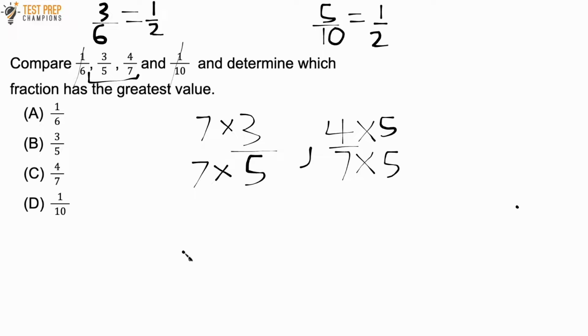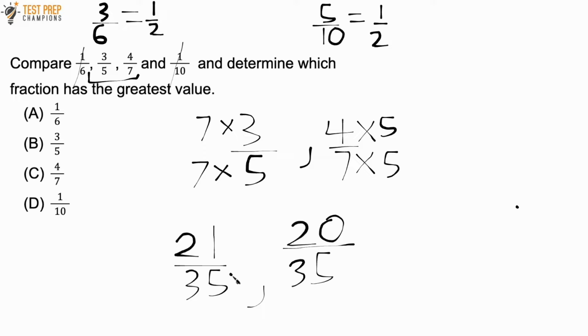So what is 7 times 3? 7 times 3 is 21. What's 7 times 5? 7 times 5 is 35. Now, what is 4 times 5? 4 times 5 is 20. And what is 7 times 5? Well, we know that 7 times 5 is 35.